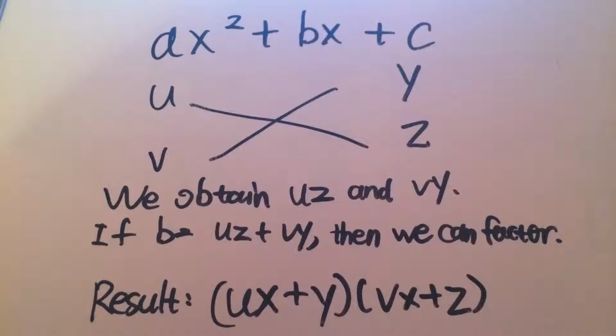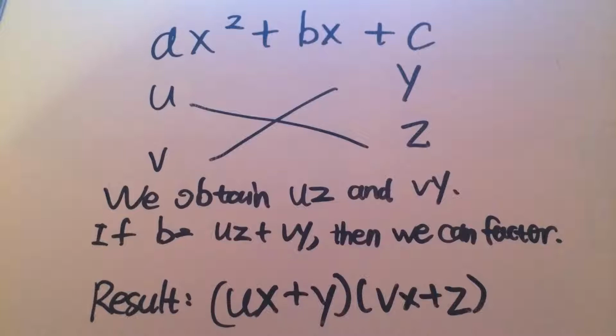criss-cross method. First, we should find the two factors of the first term and write them under the a as u and v. Then we look at the two factors of the third term c and write them under the c as y and z. Then we cross multiply these factors. Then we obtain uz and vy, which are the products, and add them.